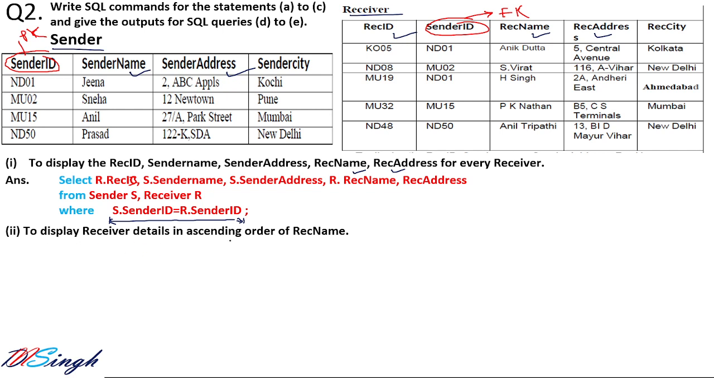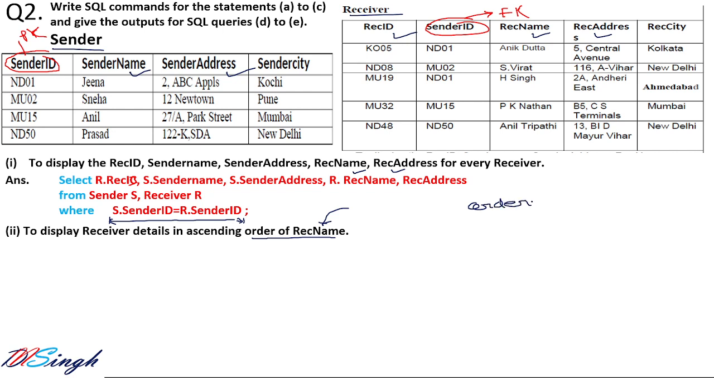To display the receiver detail in ascending order of their receiver name. Remember that based on the receiver name we are going to order, and in which order? Ascending order. So when you say we are going to order, which clause are we going to use?